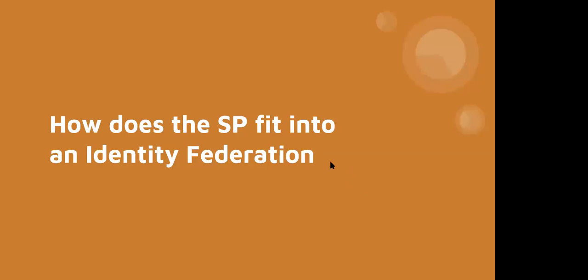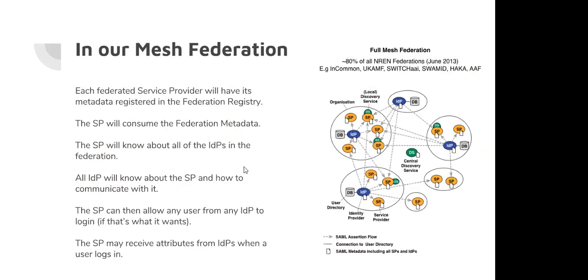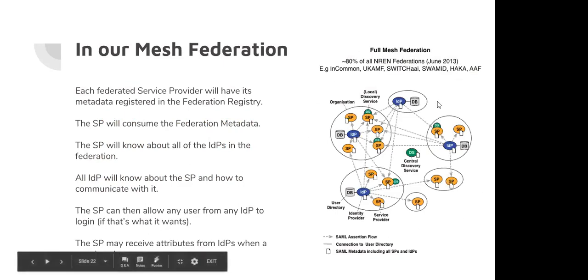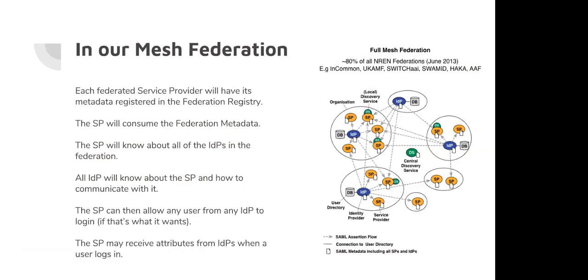Okay, so how does the service provider fit into an identity federation? We've seen this picture a few times now on the right here. Each federated service provider will have its metadata registered in the federation registry. The service provider will consume the federation metadata, so it then knows about all of the IDPs in the federation. All the IDPs will know about the service provider and how to communicate with it, because its metadata is also in the federation metadata, which is also consumed by all the IDPs.